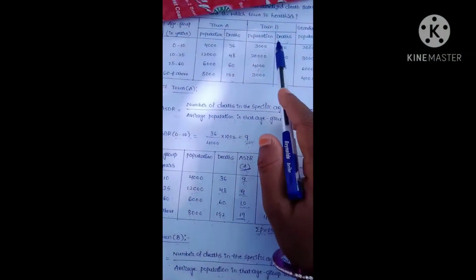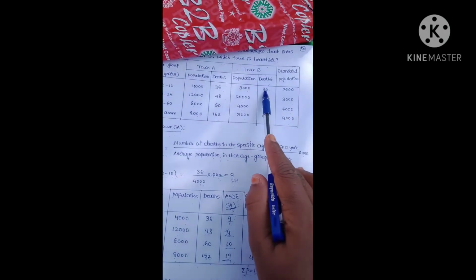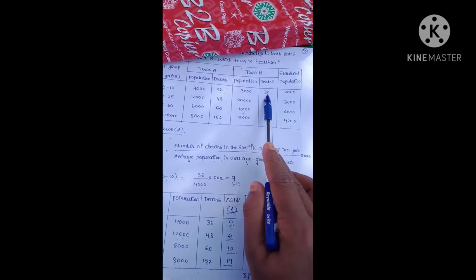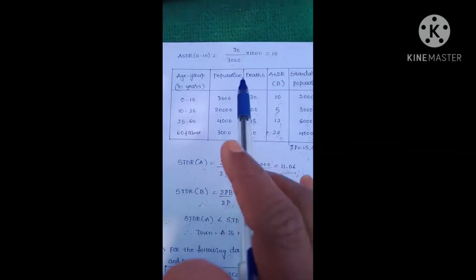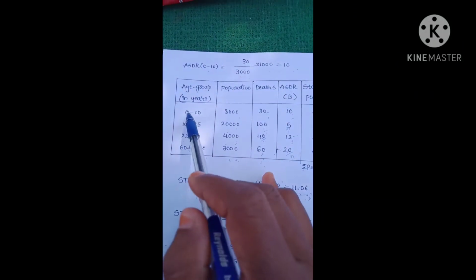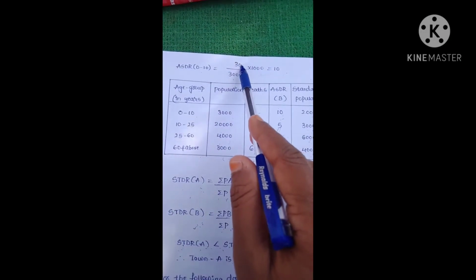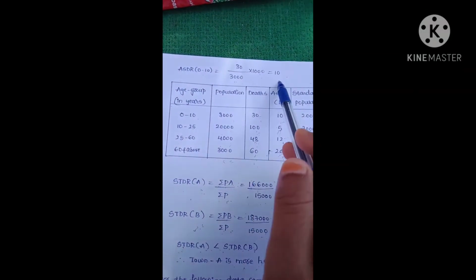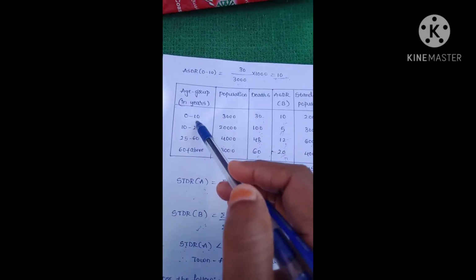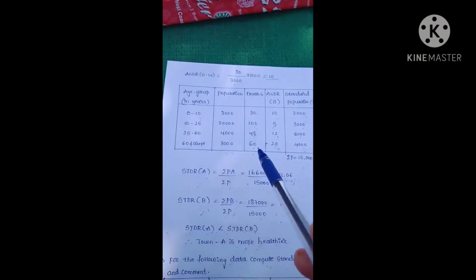Town B values are given in the question. First, death divided by population. What is the death value? 30 divided by 3000. That value right here is ASTR for the first age group, 0 to 10. Death divided by population means 30 divided by 3000 into 1000. Then we get the value of 10. The remaining 3 age groups are calculated directly in the table.